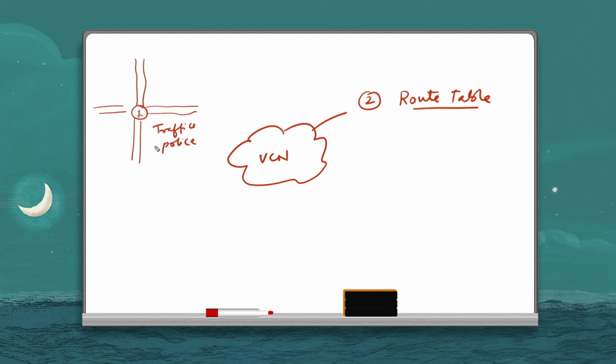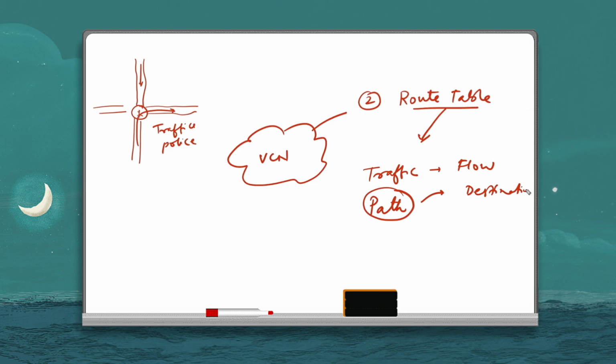Now, this traffic police controls the traffic, right? Sometimes it might stop the vehicles coming from this road and allow the vehicles to go from this road to that road. Now, the same is the function of a route table inside a VCN. This route table determines how the traffic is going to flow. In a way, it is also going to define the path for the destination.